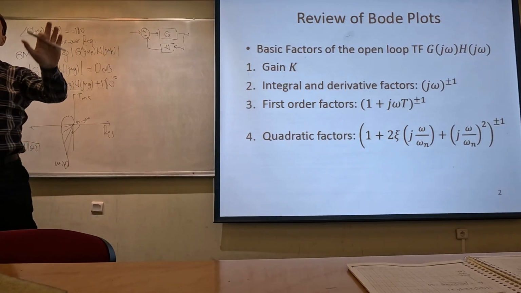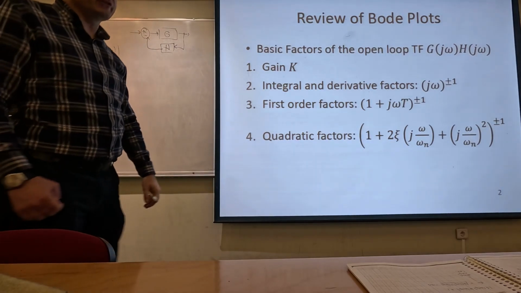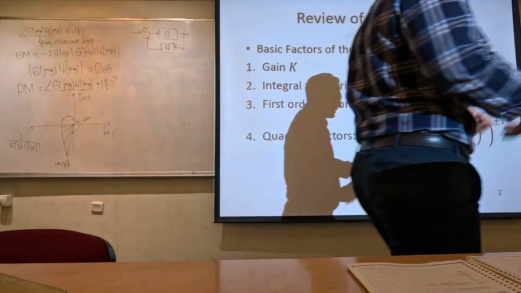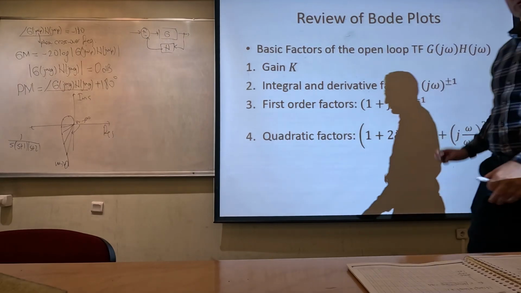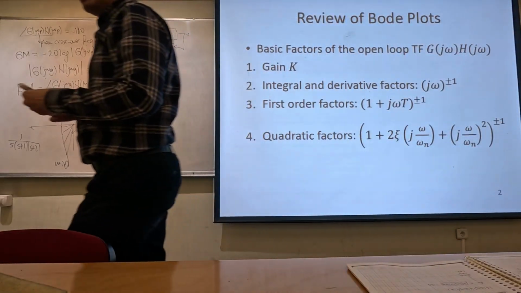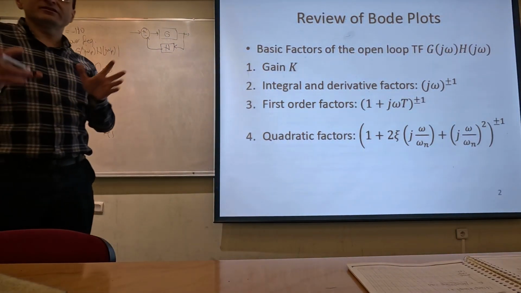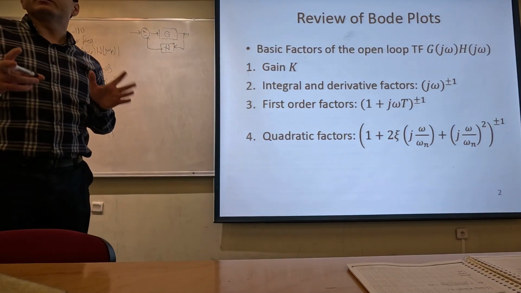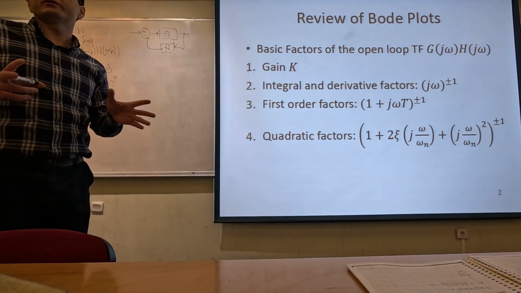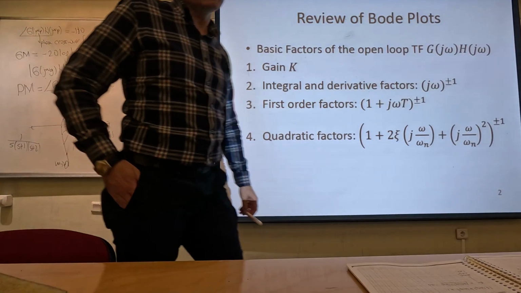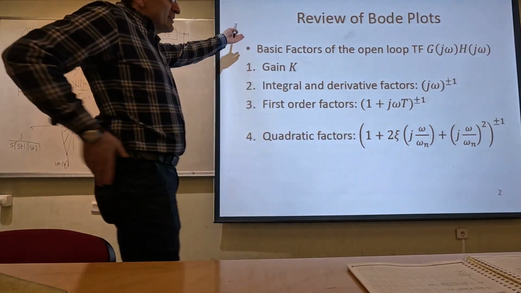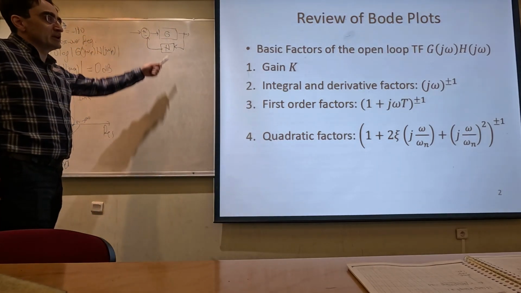Okay? By looking at the Bode plot of the open loop system, we would like to say something, and we would like to design controllers for the closed loop system. Okay? So the task is the same as everything that we have done so far. In root locus we did the same, in Nyquist we did the same, in Bode plots we will do the same. So what type of factors can be in this GH?